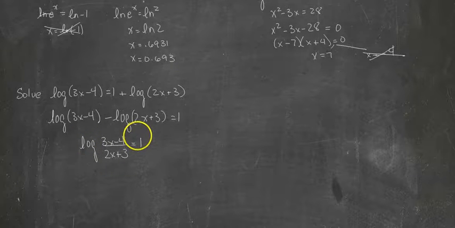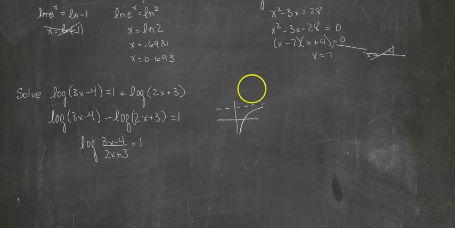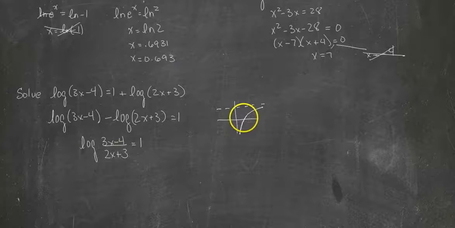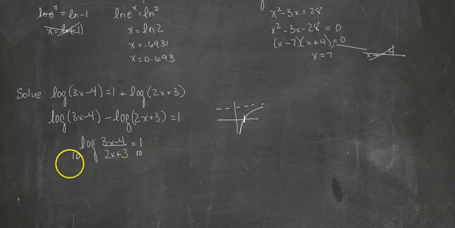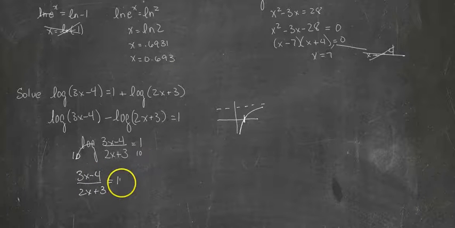So in this case I can't use a property to just eliminate the log values. I guess I could substitute a log value that equals 1, and if I wanted to know what that is, I could look at the graph and say, when does my log graph equal 1? Well, I could say log of 1 equals 0, but it's not going to get pretty, so I'm just going to use a different method. I'm going to raise each to the base of 10, so log base 10 of 10 disappears. (3x minus 4) over (2x plus 3) equals 10 to the first power, 10.